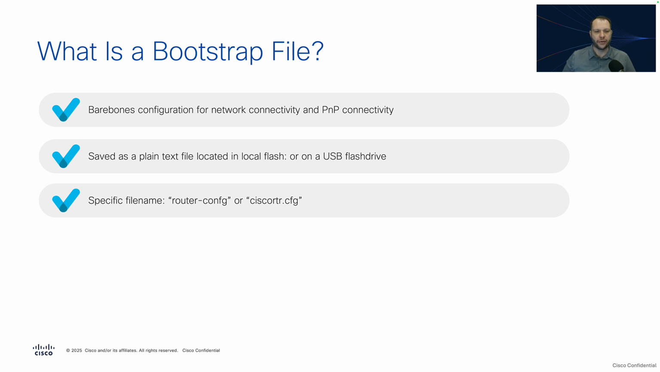The file itself has to have a specific file name, and it can be either router-confg or cisco-rtr.cfg.